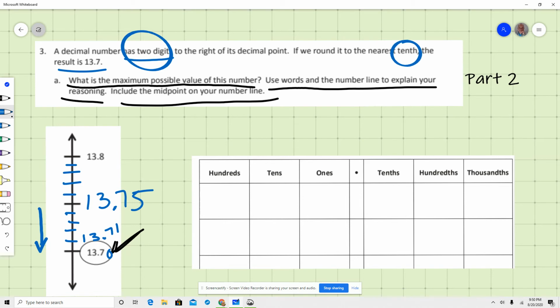Now the question is, what is the maximum possible value to round to this number? The maximum possible value to round down will be this one right here. Let me use a different color. It will be this right here. That number will be 13 point, and it has to be 1 before the midpoint, which will be 13.74. So that will be the number, and that will be the answer.